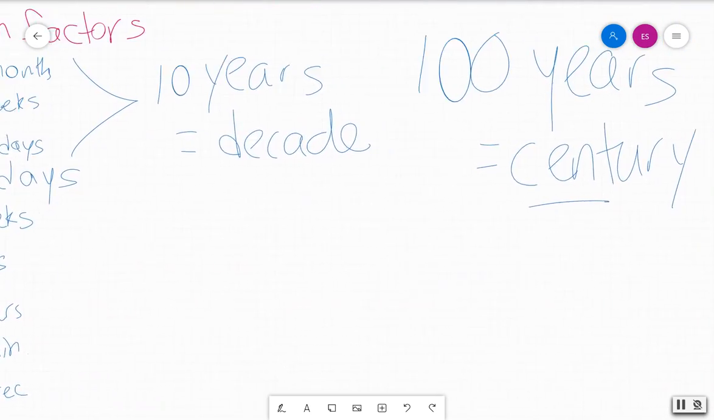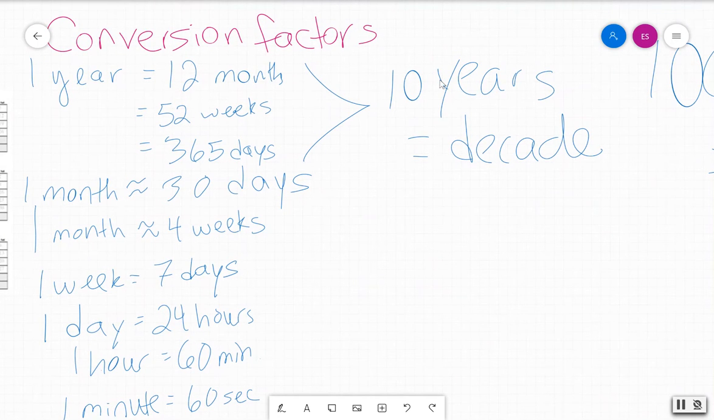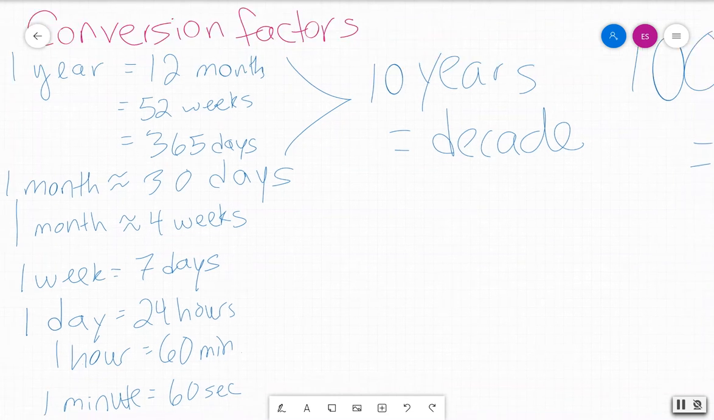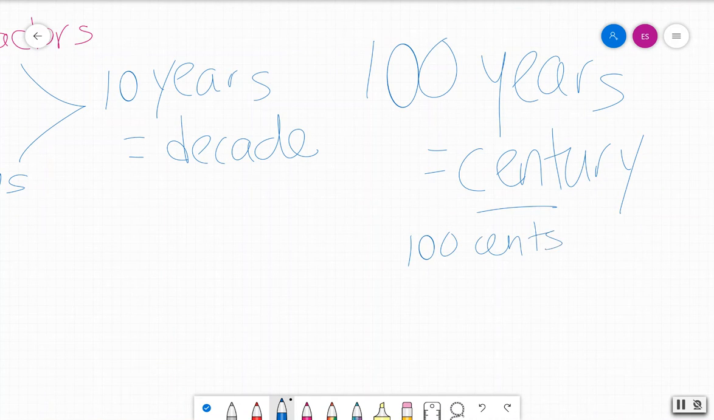Okay, now sometimes we measure in larger units than a year. For example, 10 years put together is a decade. Think of deca like decagon. If you remember in geometry, that's a shape with 10 sides. So 10 years is a decade. 100 years is a century, and I like to think of this word cent as in there are 100 cents in a dollar. So 100 cent century, that's 100 years. That's one useful way to remember.